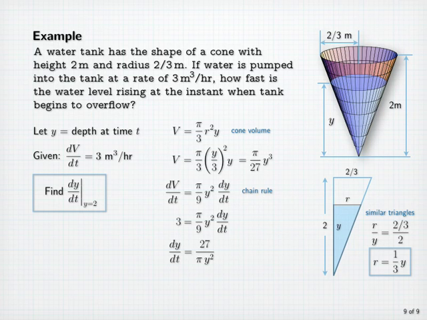And so at the instant when y is equal to 2, we have 27 over 4 pi meters per hour, which is approximately 2.15 meters per hour, which after we multiply by 1,000 millimeters per meter and divide by 3,600 seconds per hour becomes about 0.06 millimeters per second.